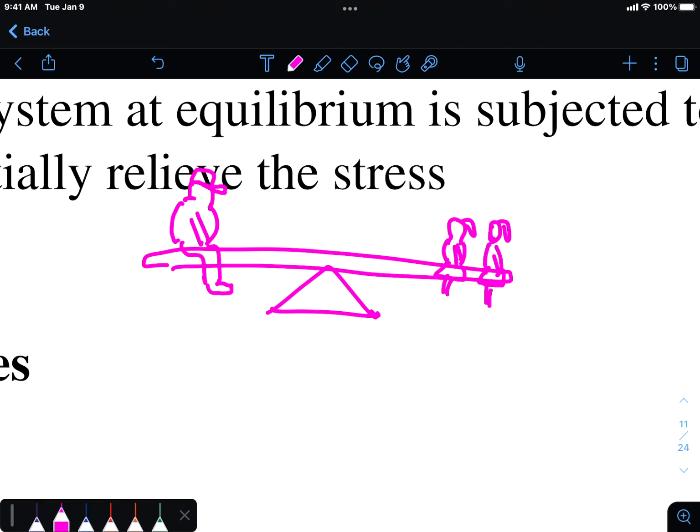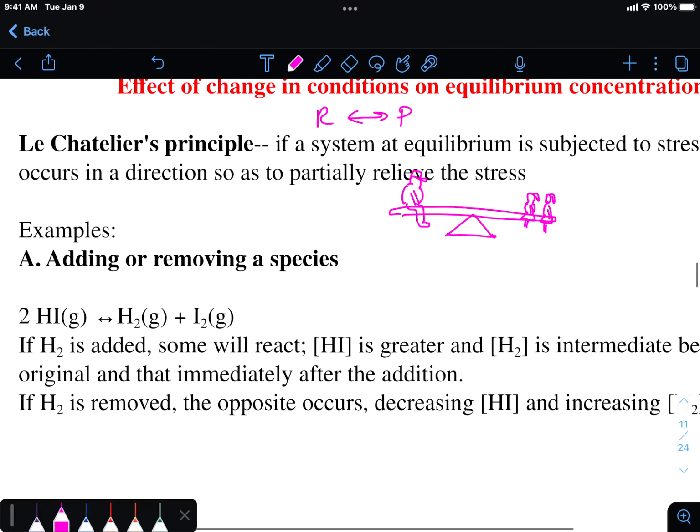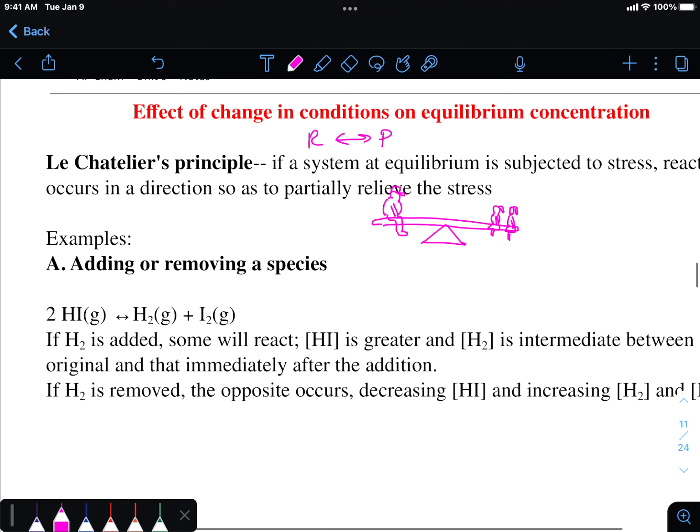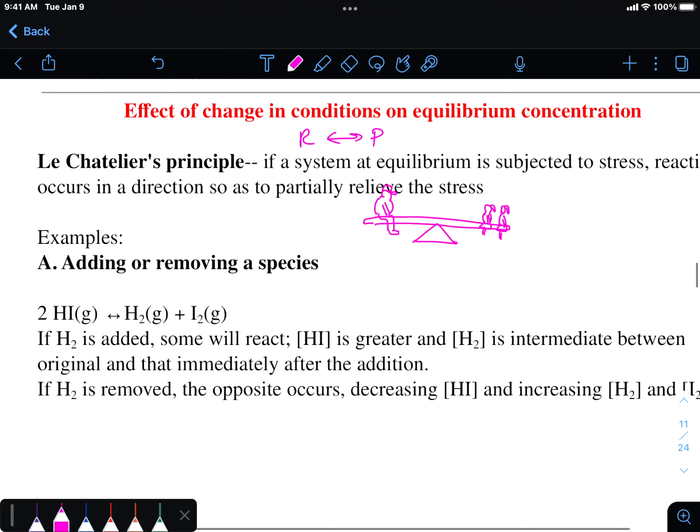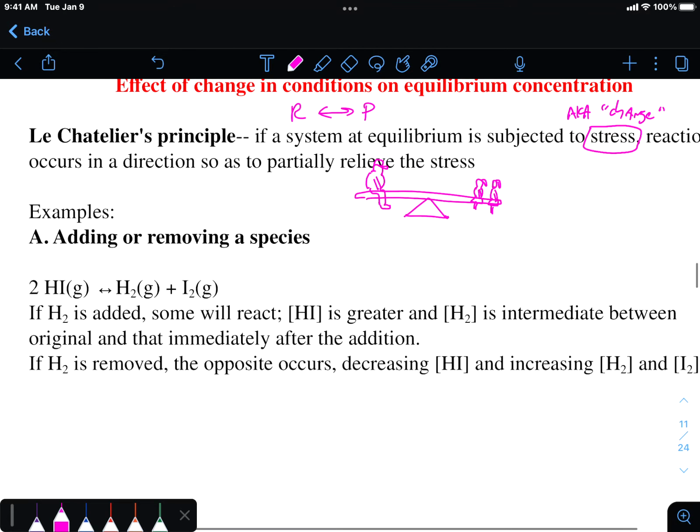Okay, and so it can do that a number of ways. So let's talk about the primary ways in which the system will correct itself. So the first type of stress or change, and I know it says stress here, when we say stress, we also mean change, like any kind of change. Not to personify the reaction, it's not a person, so it doesn't actually feel stress. So any kind of change we make. All right, so adding or removing a species.